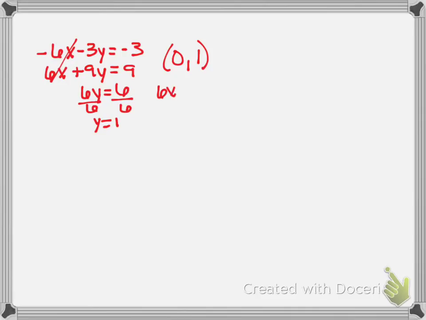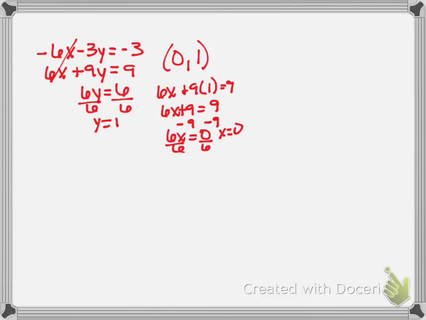So then we're going to substitute the 1 in. I'm going to use the bottom one here. So 6x plus 9 times 1 is 9. Subtract the 9 over, and 6x equals 0. We know that 0 divided by any number is 0. So x is 0. We've got to make sure we write that in the right order.